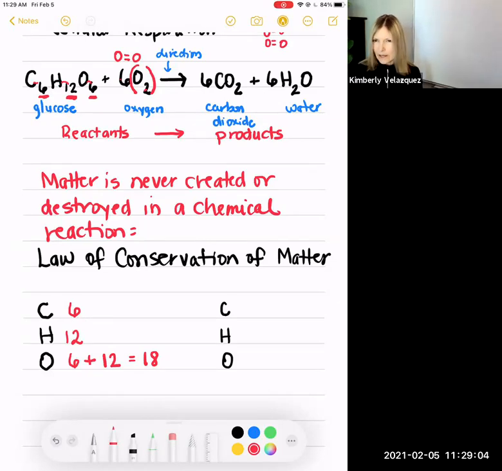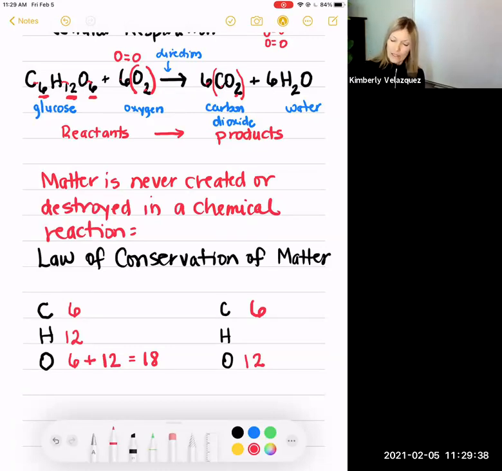Let's count what's on the right side. Okay, carbon dioxide. Again, this 6 gets multiplied by everything after it. So it's going to be 6 times 1, that's 6 carbons. 6 times 2, that's 12 oxygens.